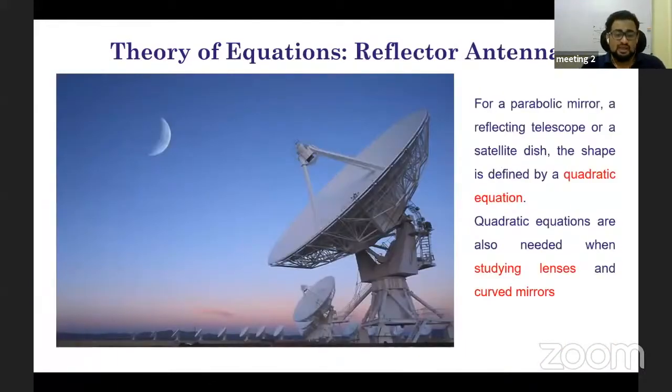Another very interesting example of a quadratic equation is what we call a reflector antenna. You can see that the reflector antenna is parabolic in nature, so the shape is like a parabolic curve. For a parabolic mirror, a reflecting telescope or satellite dish, the shape is defined by a quadratic equation. Quadratic equations are also needed when studying lenses, which also have quadratic shapes, and also the curved mirror. So this is one very beautiful application of quadratic equations.